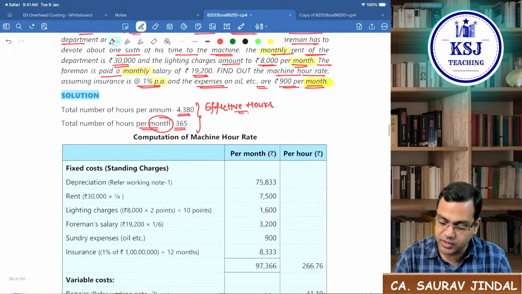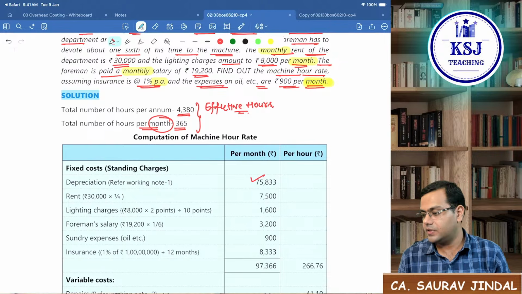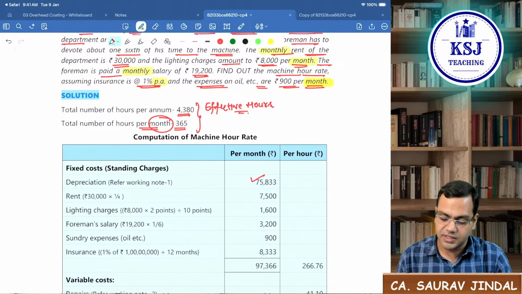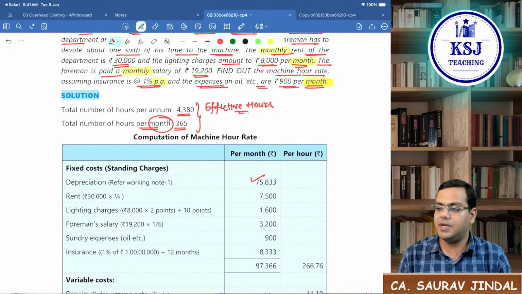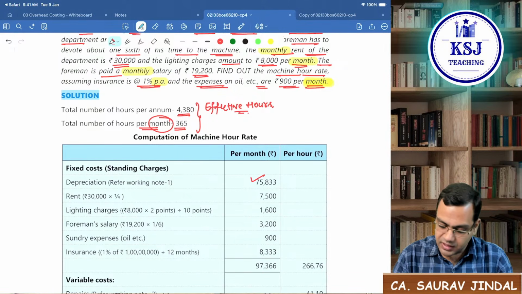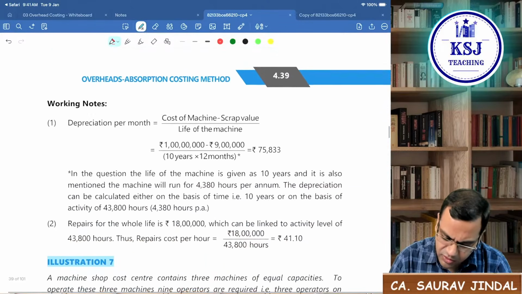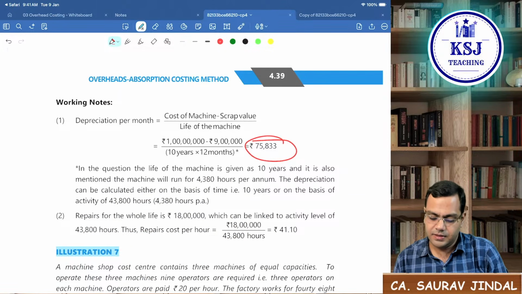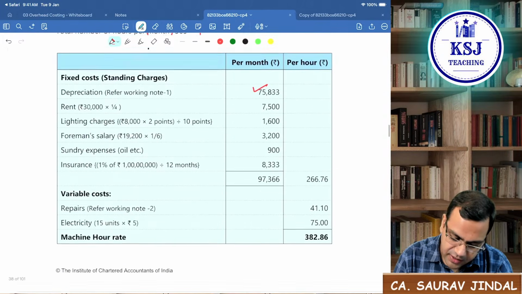Right? So this is what you are getting, 75,833. Clear? This is what you are getting, 75,833 rupees. This is your depreciation. Clear? If you want working, the working note they have given here. See. Clear with this? So this is your depreciation.